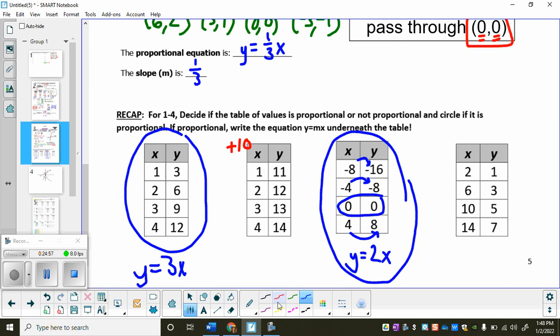And let's see, let's go back if I could find the 0, 0 here. If the pattern kept going, boom, boom, boom, boom, that would be a 0 there. And if this pattern kept going, that would be a 0 there. So yeah, definitely checks out that it's proportional. Here's the 0, 0 here.